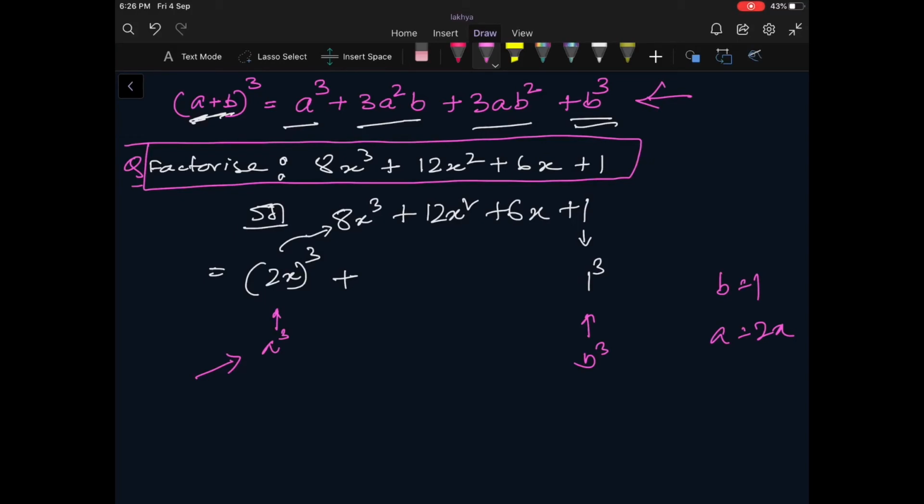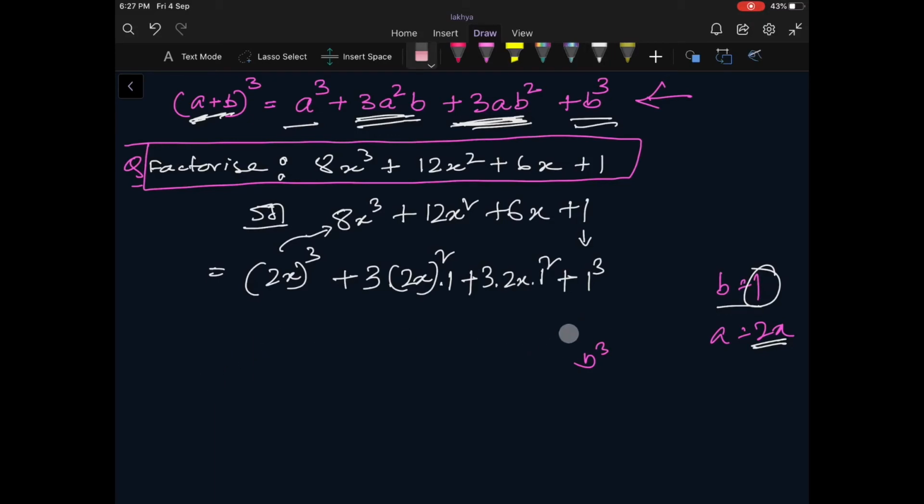Now apply this identity. So here thrice a square b, thrice a square, what is a here? Twice x. So write here twice x square into b, b is here 1, so into 1 plus, then we have thrice ab square. Then again write 3, a is twice x, b square, that is 1 square. Okay, then plus 1.